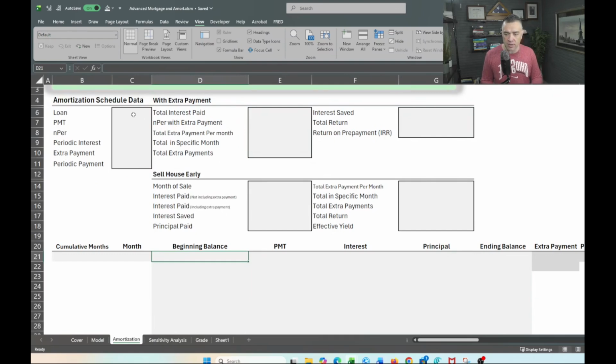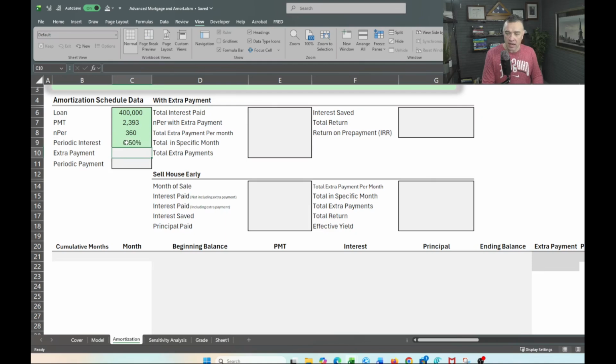Let's bring in some data points. Let's look at the loan amount. Let's look at our PMT, that's going to be payment. Let's look at our total. I call it MPER. I should probably not call it by the actual variable name in Excel because it can get a little mixed up. I'm not going to use MPER as a function. Periodic interest, so that's going to be that periodic rate.